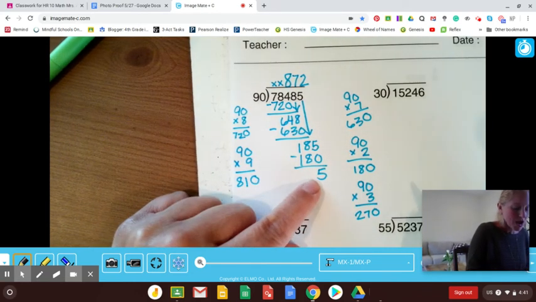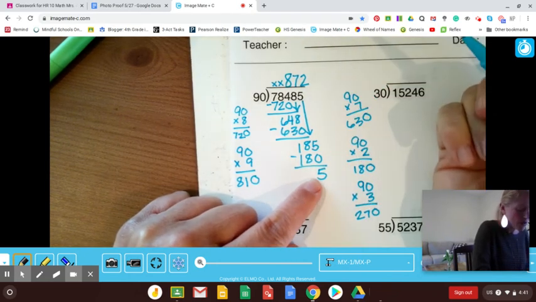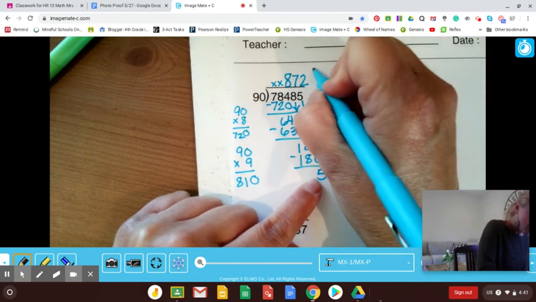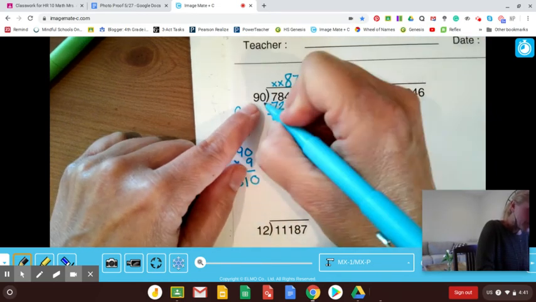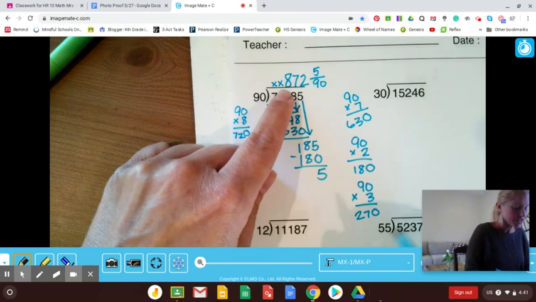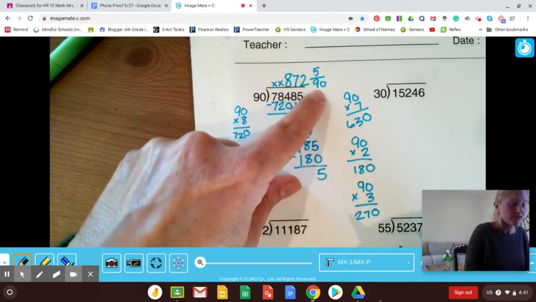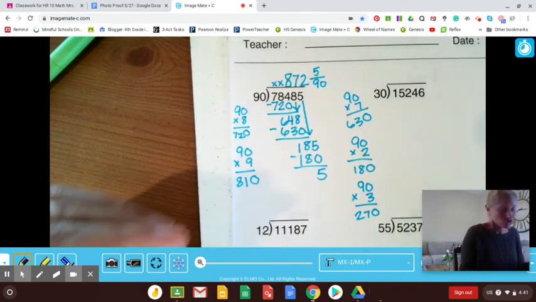But remember, I'm not going to write remainder 5. I'm not going to write R5 up at the top. I want to represent my remainder as a fraction. So I'm going to put 5 as my numerator and then 90 as my denominator. So my final answer is 872 and 5/90ths. It sounds a little strange, but it's right.